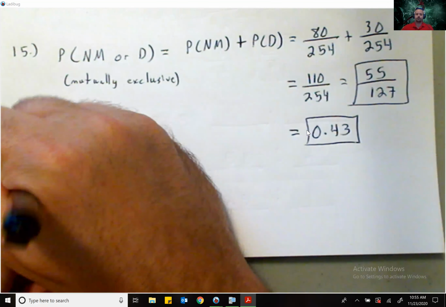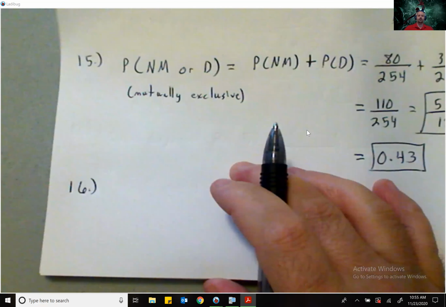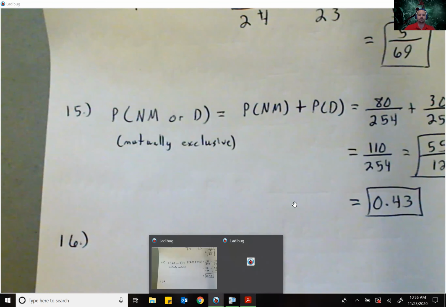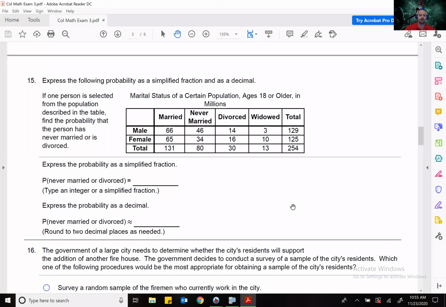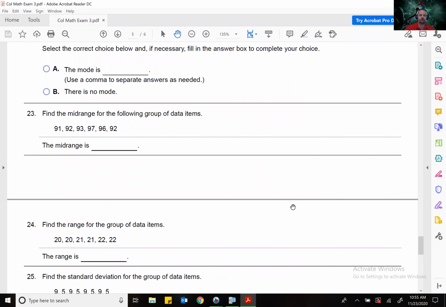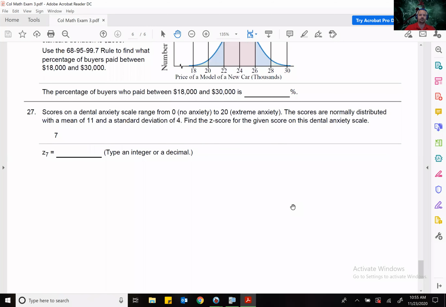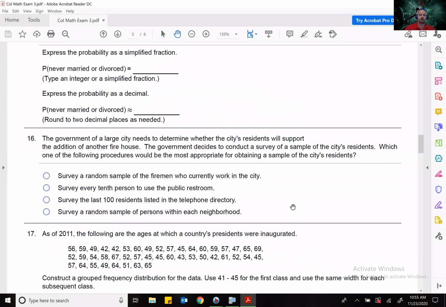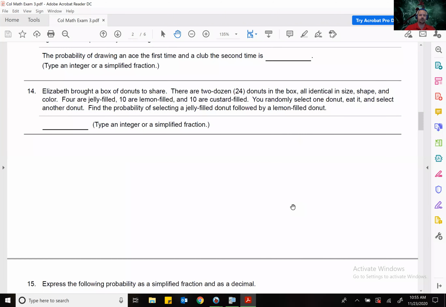Number 16. We're almost done, I promise you. Almost done. See how many questions there are? There are a total of 27 questions on this. So we're getting there. These last few questions should go pretty fast.